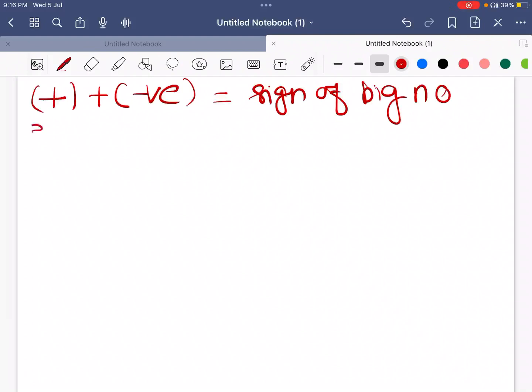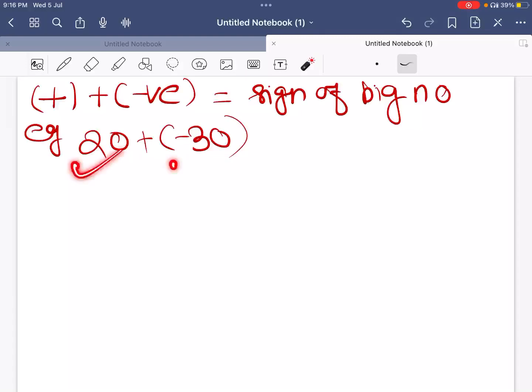So let's take an example. So the first example is like that. Suppose 20 plus of minus 30. Clear? So this is one example. 20 plus of minus 30. So the first number is positive, the second number is negative. So we have to decide the sign of that particular answer. So similarly, what is our target? So 20 plus of minus 30.